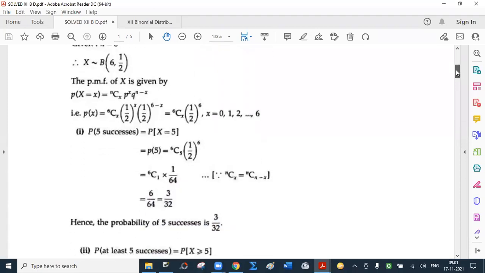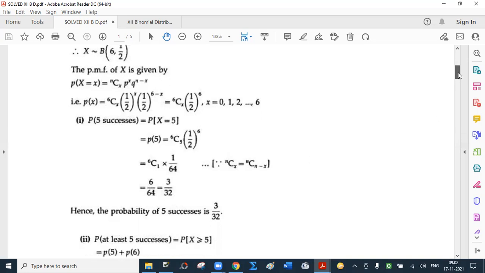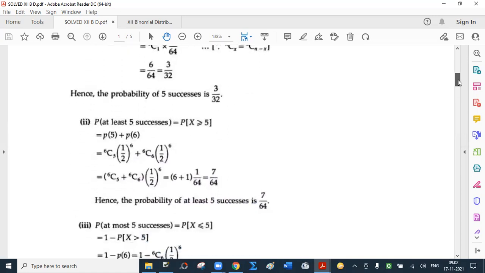Now in the first part, what is asked? Probability of 5 successes. So P of X equal to 5. So P of 5, which is 6C5 into half raised to 6. I hope you know how to find nCr. In fact, here they have used the result that nCr is nC(n minus r), complementary combinations. Or you may directly find this 6C5 is 6. What is half raised to 6? 1 upon 64. So 6 upon 64, that is 3 upon 32. So what is the required probability? 3 by 32.